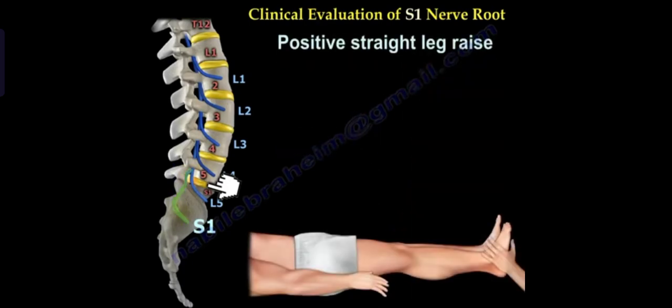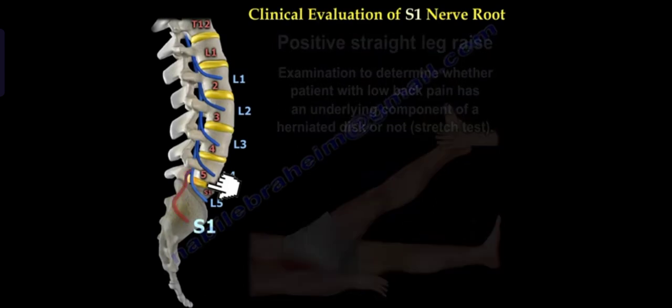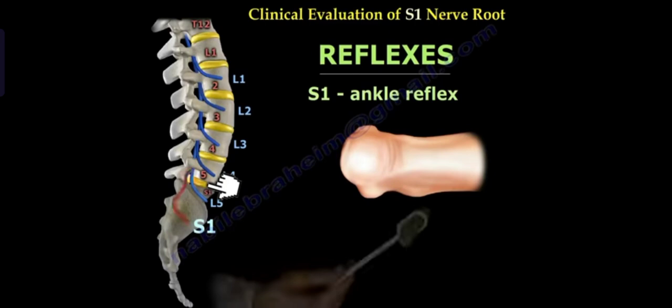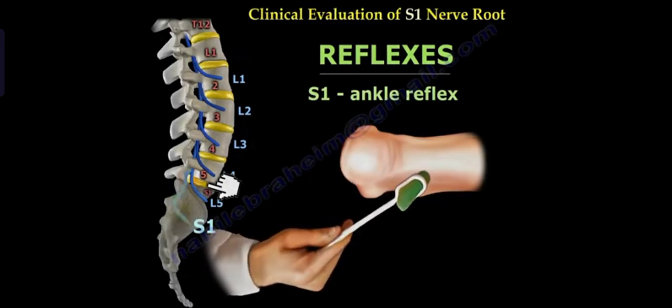We also use the positive straight leg raise. We use that exam, as I mentioned earlier, to determine if the patient with low back pain has an underlying component of a herniated disc or not. And we call that the stretch test. And for the reflexes, S1 will give you the ankle reflex.